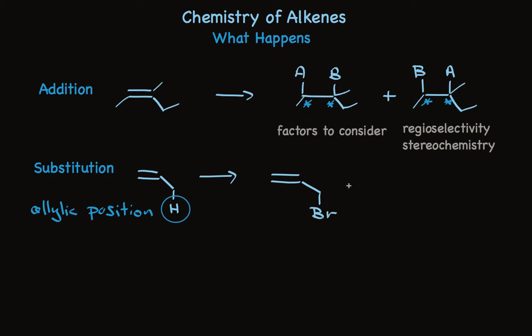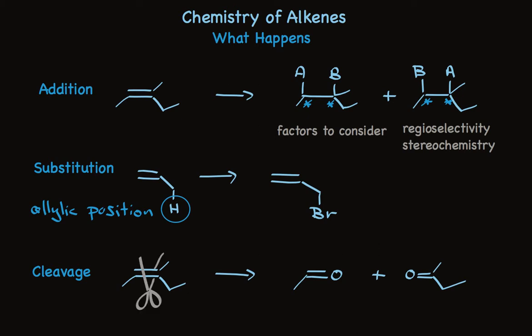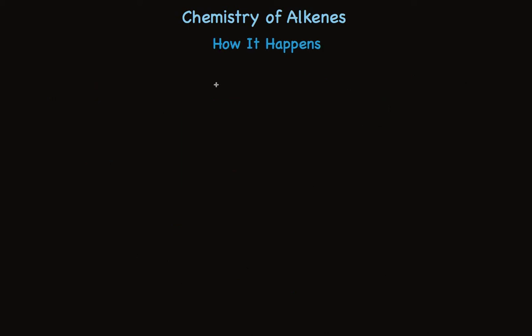So we have addition and substitution and cleavage. It's actually possible to break the alkene in two, breaking both the pi bond and the sigma bond of the alkene. This reaction leaves both carbons doubly bonded, but to oxygen. It's like you took a pair of tiny scissors and cut the double bond. So here are the key transformations that alkenes undergo. Let's take a quick look at how these happen.